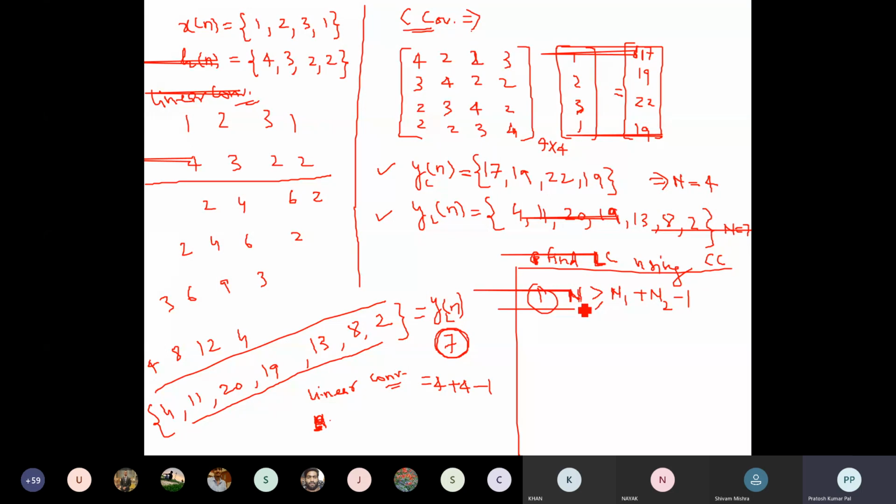this capital N will be the N point DFT that we will be calculating. So this N point DFT will be greater than or equal to n1 plus n2 minus 1. Here n1 is the length of the first sequence. The first sequence x has length 4, and the second sequence length is 4, minus 1. So N should be greater than or equal to 7.